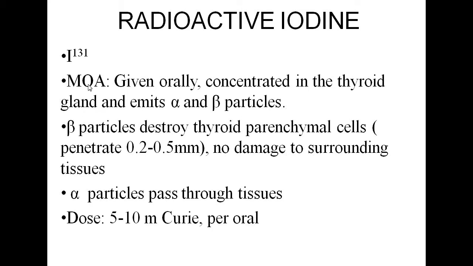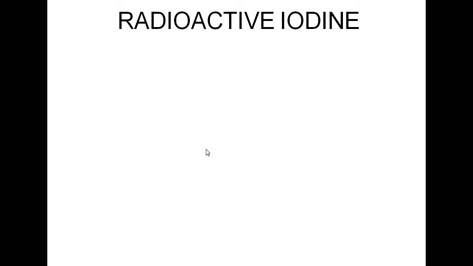The dose of iodine 131 is 5 to 10 millicuries, given per oral. So the mechanism of action of radioactive iodine is that the beta particles emitted by iodine 131 penetrate to a depth of about 0.2 to 0.5 millimeters and destroy the thyroid parenchymal cells. This destruction is permanent.